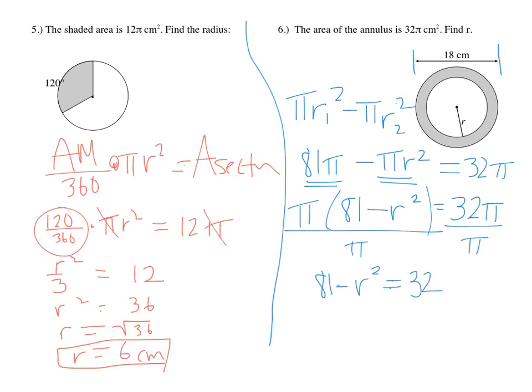And now we want to get r squared alone. So let's subtract 81 from both sides. That gives me negative r squared equals negative 49. We can multiply both sides by -1 and we get r squared equals 49. And so therefore r is 7 centimeters.